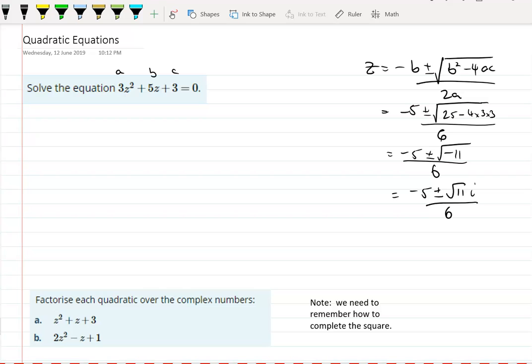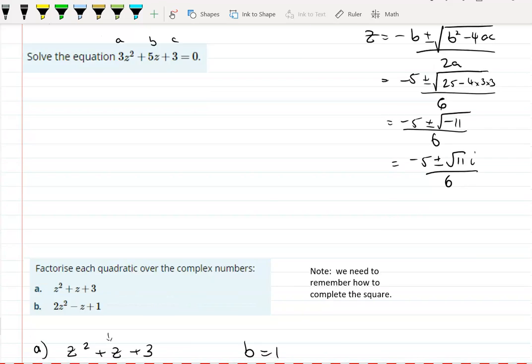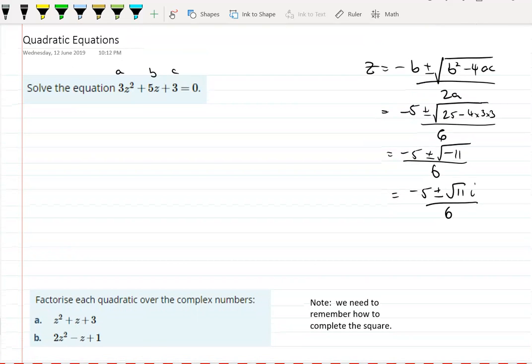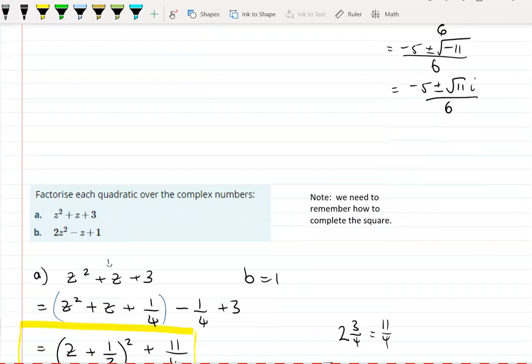All right, so there's two questions to try where you're completing the square and then factorising. And in the top one, you're completing the square to solve. Once you've done those, there are some questions in exercise 15D for you to have a go at. All right, good luck.